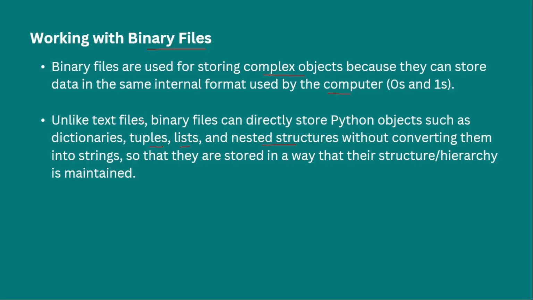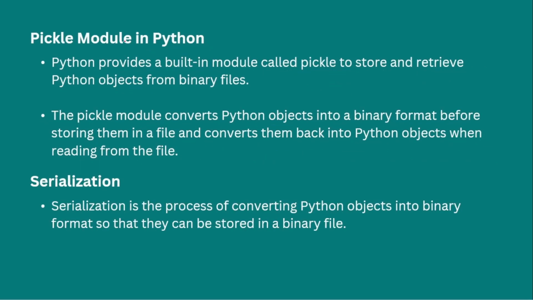See, unlike text files, binary files can directly store Python objects such as dictionary, tuples, list without converting them into strings. In text files we saw that even for storing a numerical value we had to convert it into a string, and while reading, that string would be converted back into a number. That conversion was required in text files, but in binary files we don't need any such conversion. We can directly store them in the internal format. So that is why binary files are required, because here the data is stored in a way that their structure and hierarchy is maintained.